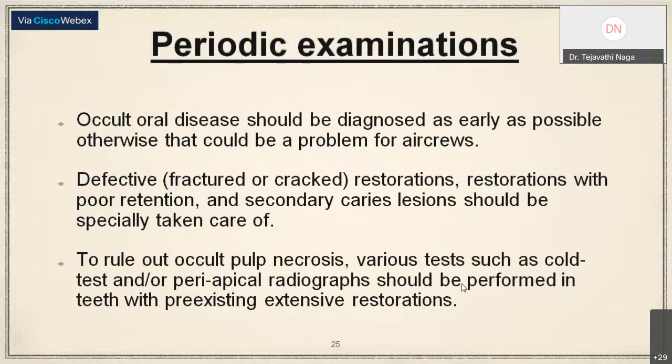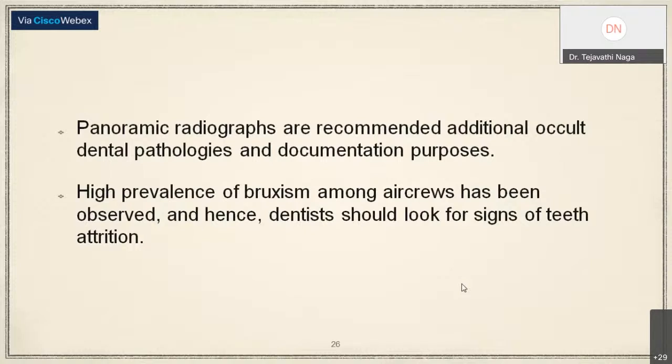To rule out occult pulp necrosis, you can use a pulp tester, you can use the hot and cold pulp test or the intraoral periapical radiographs to know the pre-existing extensive restoration. Panoramic radiographs, the OPG, are recommended as an additional tool for occult dental pathology and for documentation purposes. High prevalence of bruxism among air crew has been observed, and hence dentists should look for signs of teeth attrition. Whenever we do this, we will come to know various problems in the patient. It could be deep dental caries lesions, a secondary caries, or fractured restorations. Any occult dental pathology can be documented or treated before the patient or the crew members fly.